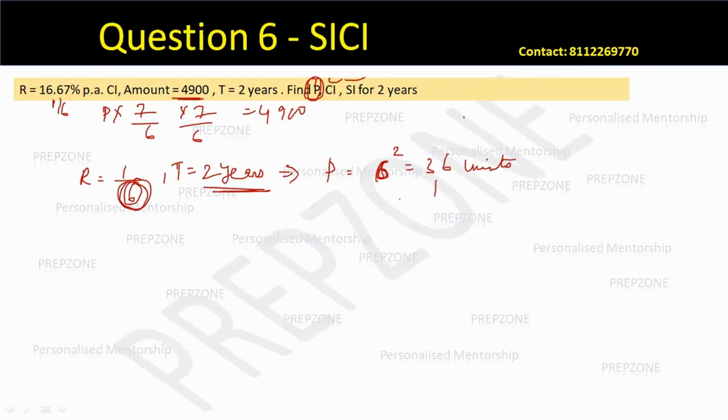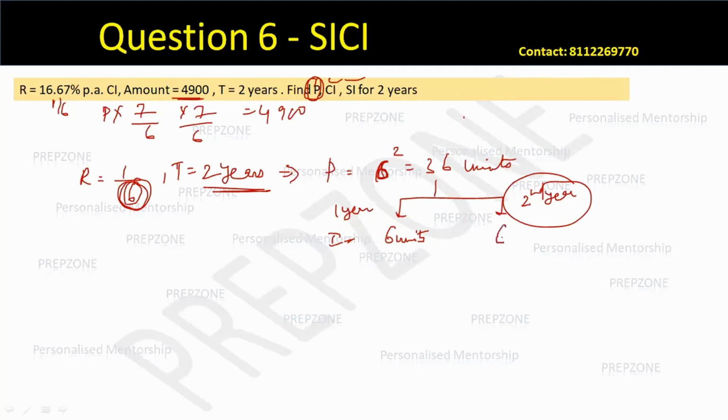This is the principal. Then after the first year, here interest will be what? Interest will be simply 1/6 of 36, which is 6 units. Okay. This is after the first year. And after the second year, in the second year how much will the interest be? The same 1/6 will apply, 1/6 of 36 units, because that is the simple interest.